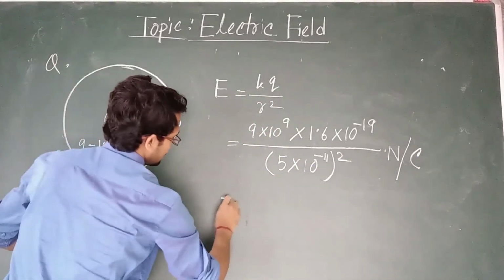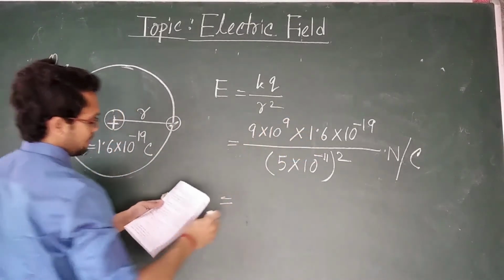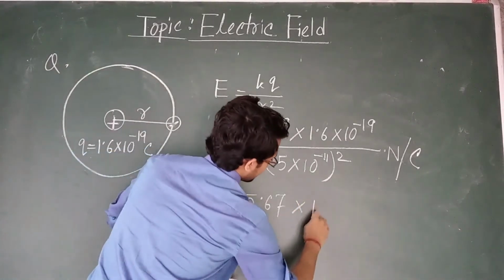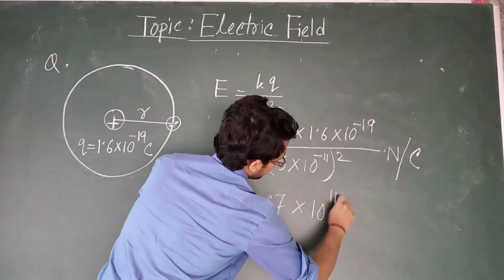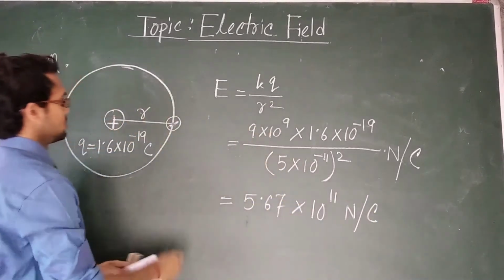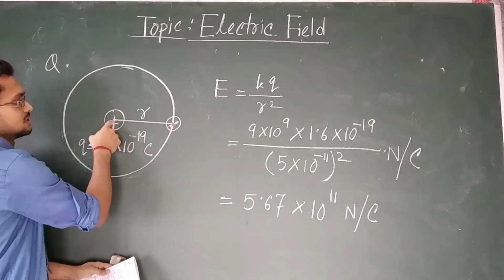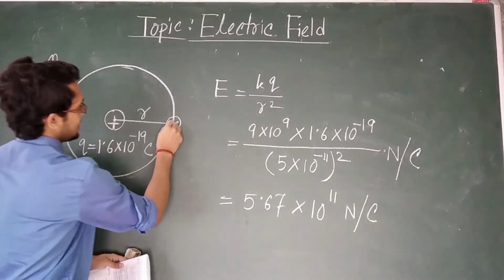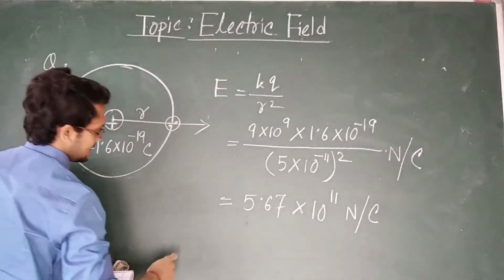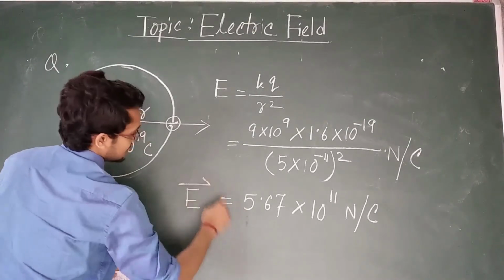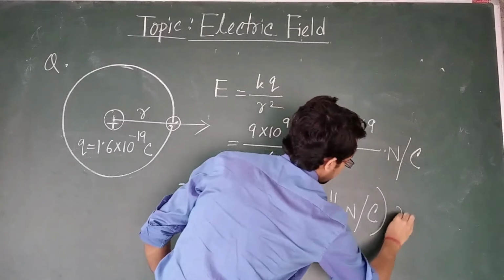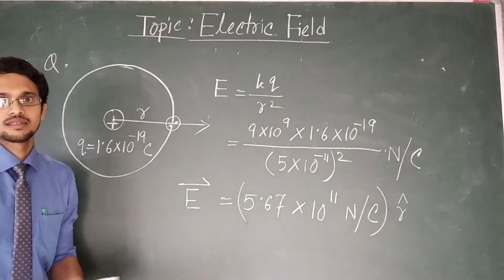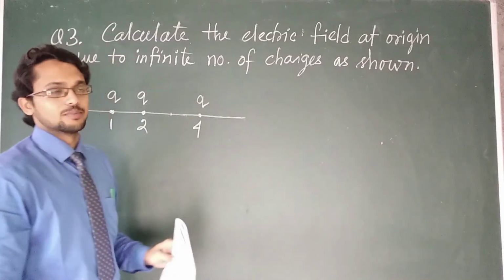What will be its value? Just calculate, and its value will be 5.67 into 10 to the power 11 Newton per Coulomb. This is the electric field at this point due to this positive charge. As this is a positive charge, the electric field intensity at this point will be directed along this direction. If you want to write it in vector form, E is this much into R cap. Understand the solution? So students, this is one numerical.